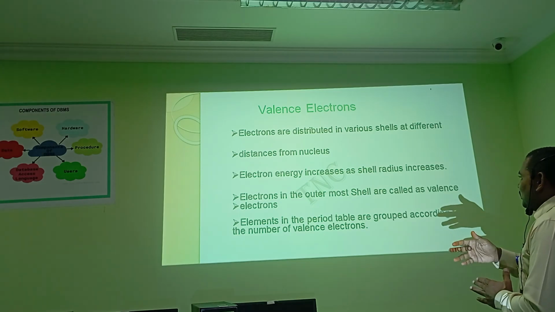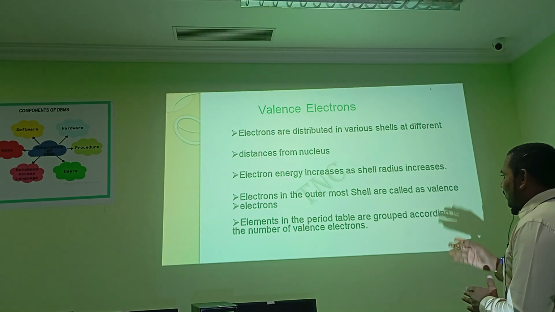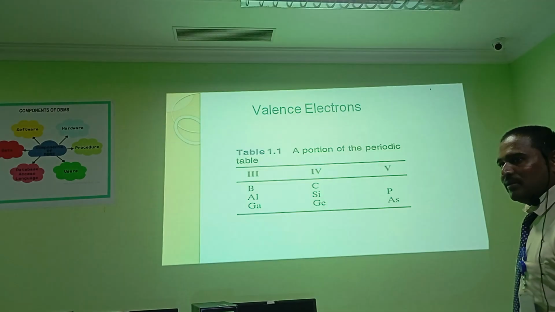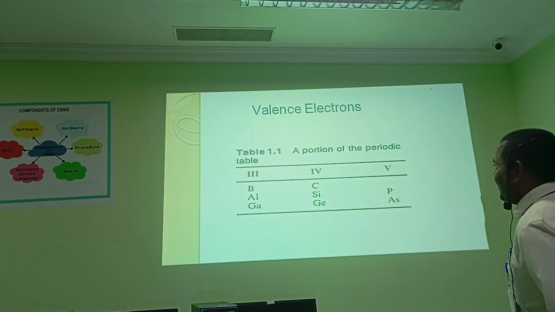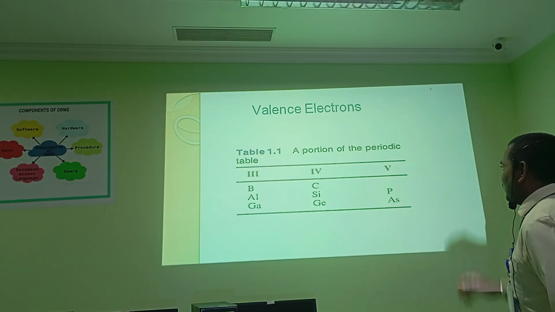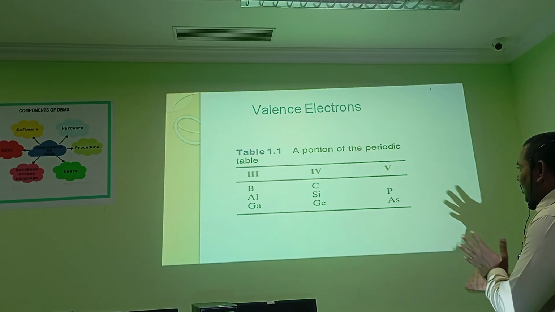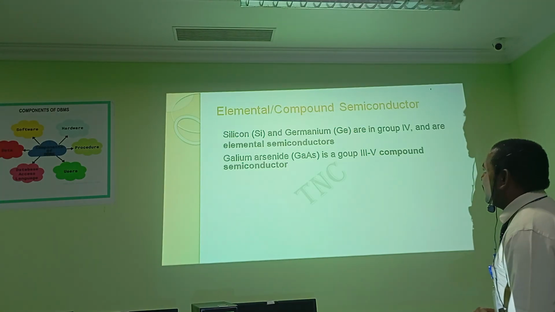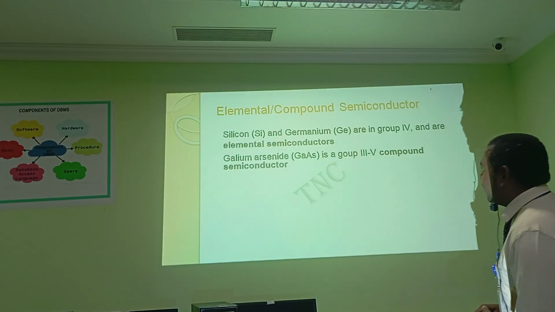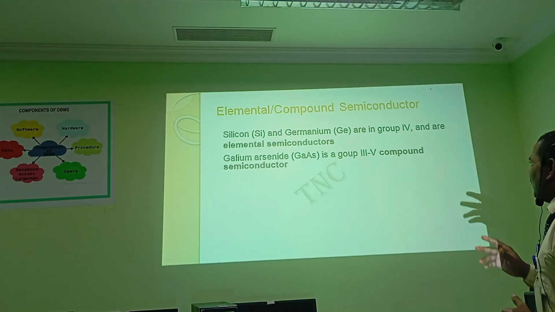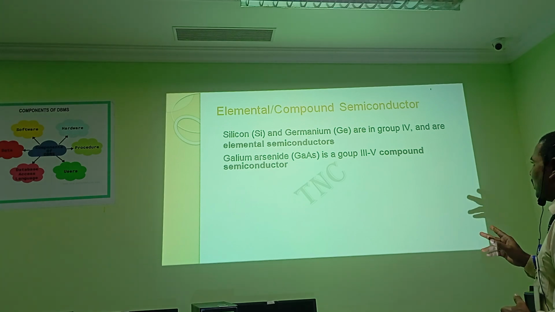It will again be flipped to the electron, the balance of the shell. The elements in the periodic table are arranged in groups according to the number of valence electrons. The valence electron is at a level of position in the periodic table, the third, fourth, and fifth period, balancing the outermost and innermost electrons. The elements compared to the semiconductor: silicon and germanium are group 4 element semiconductors, and gallium arsenide is a group 3 and group 5 compound semiconductor.